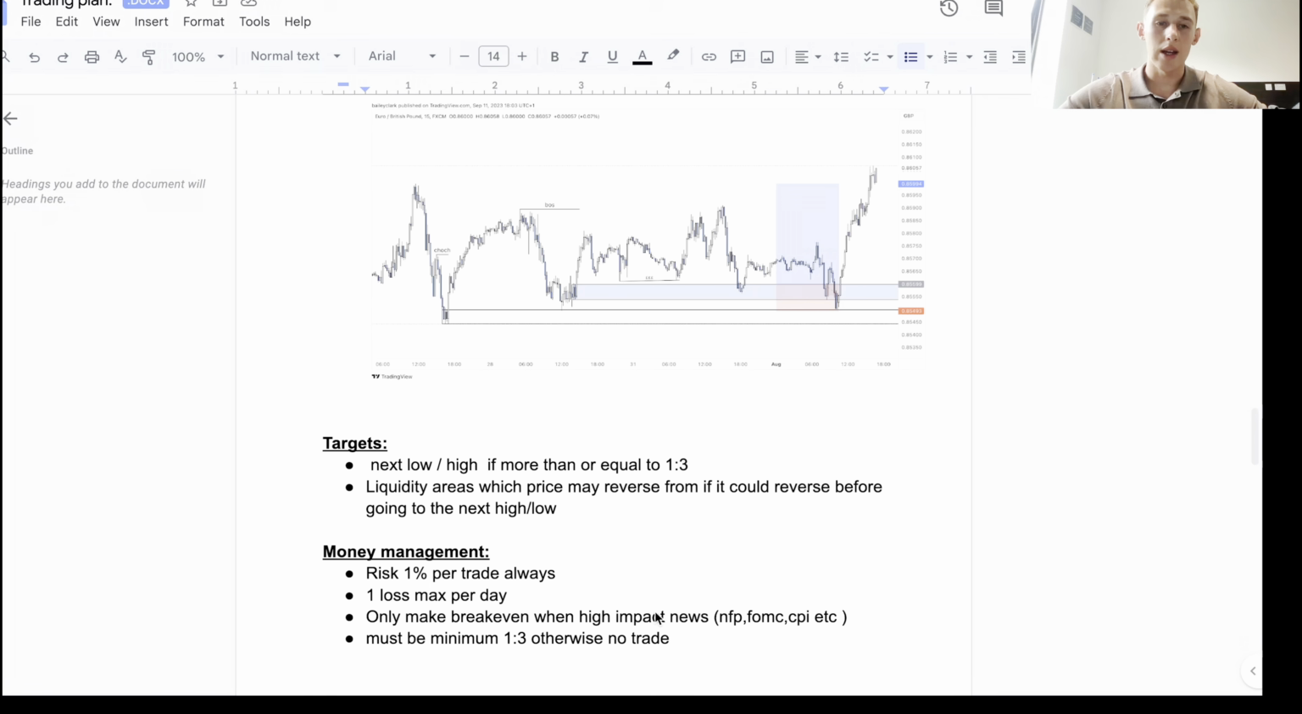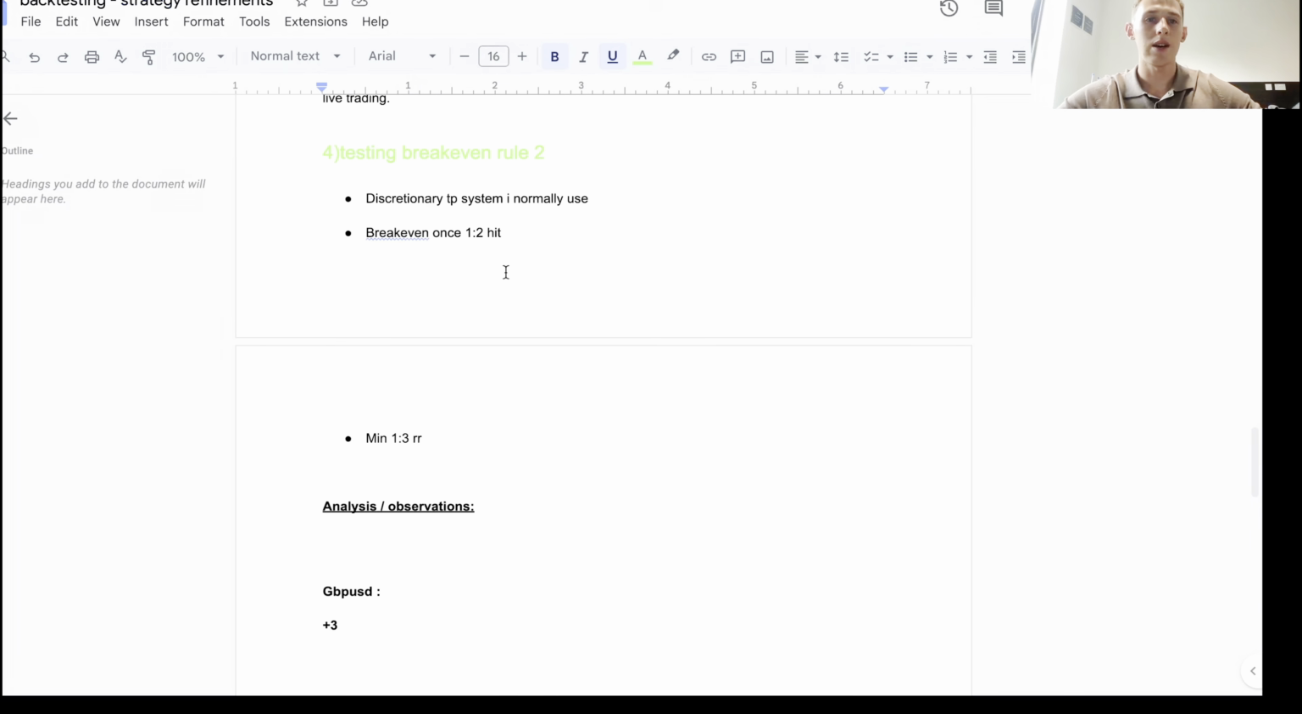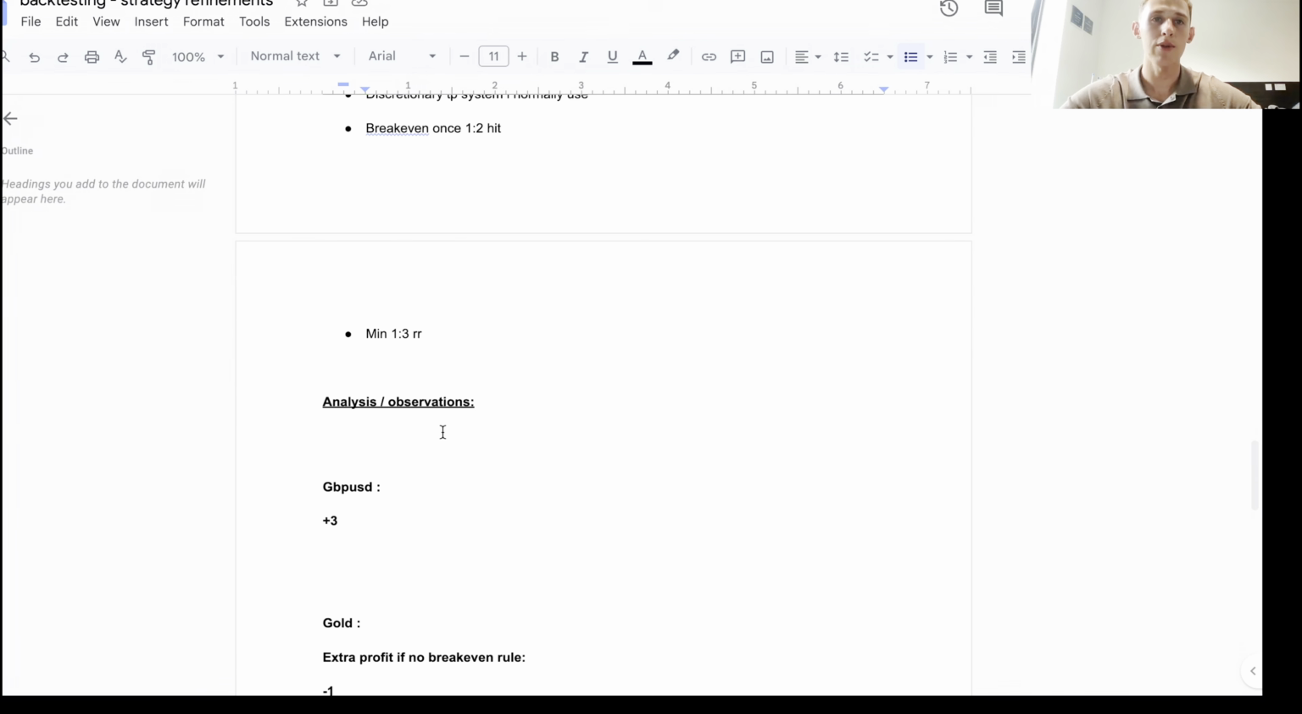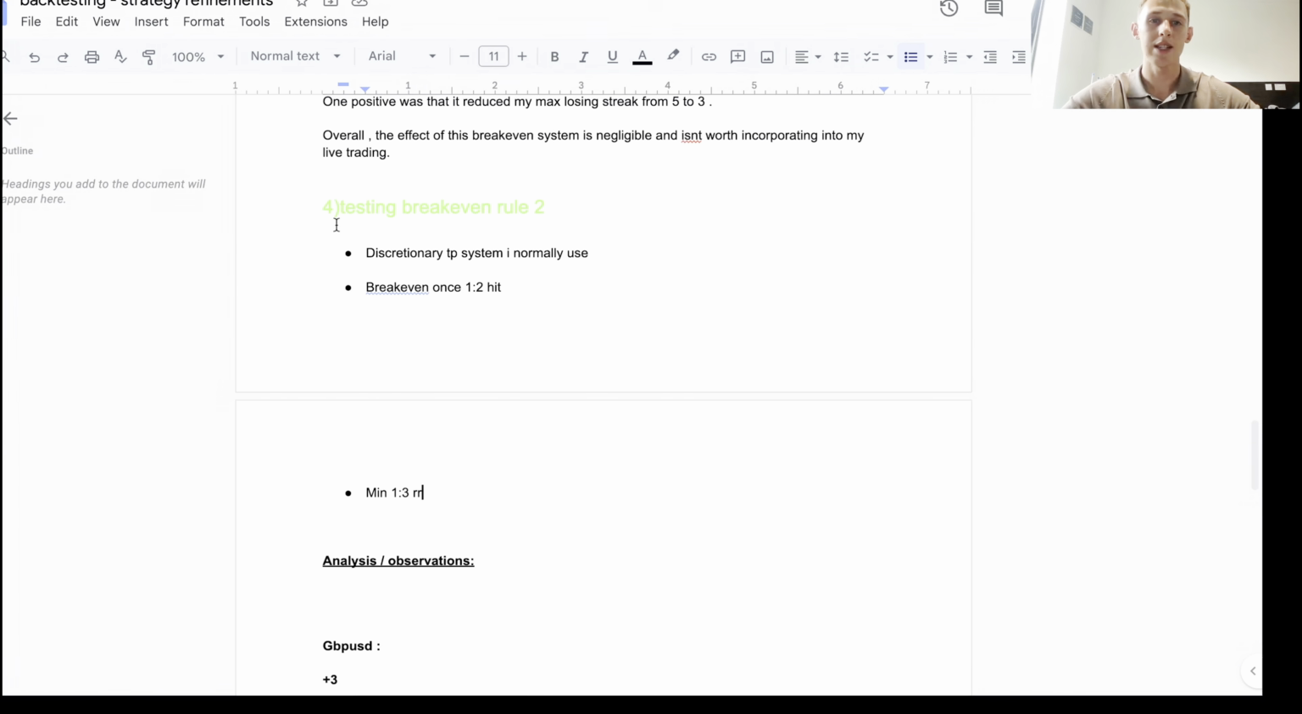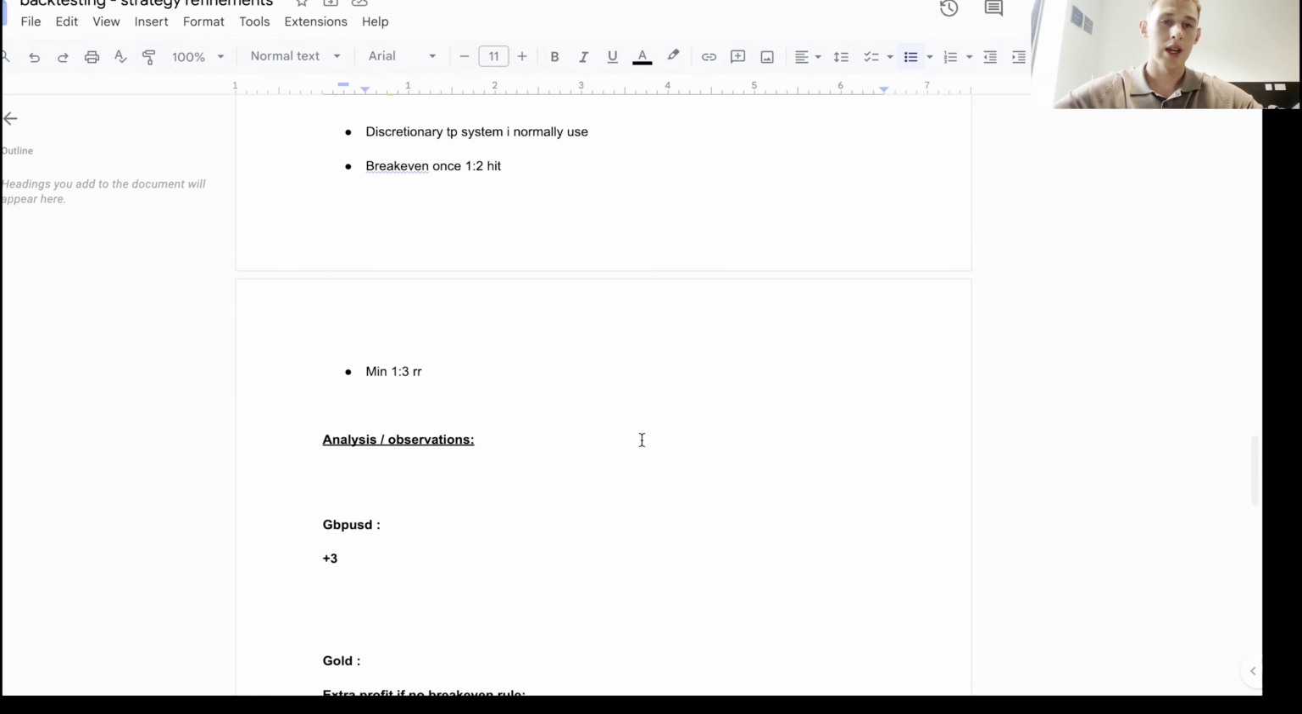And then for this actual backtesting, as with last time, we're going to be testing a break-even system. So this is something I'm testing at the moment, and what I'm basically doing is I'm using the same take profit system as normal, so the discretionary TP system where we target previous liquidity, but I make the trade a break even once a 1 to 2 risk to reward is hit, and it must be a minimum of a 1 to 3, like I already mentioned. So throughout this backtesting session, we're going to be testing mainly this take profit rule.